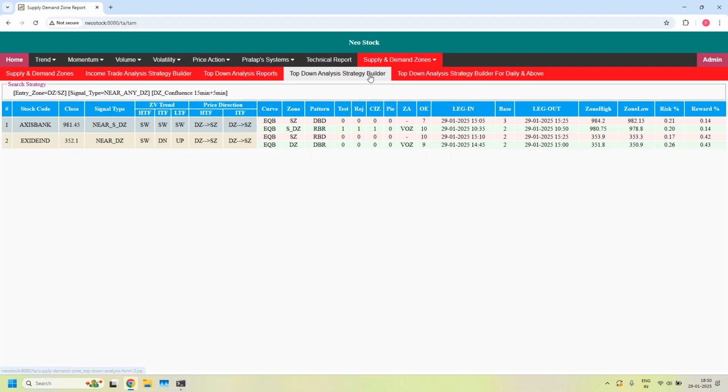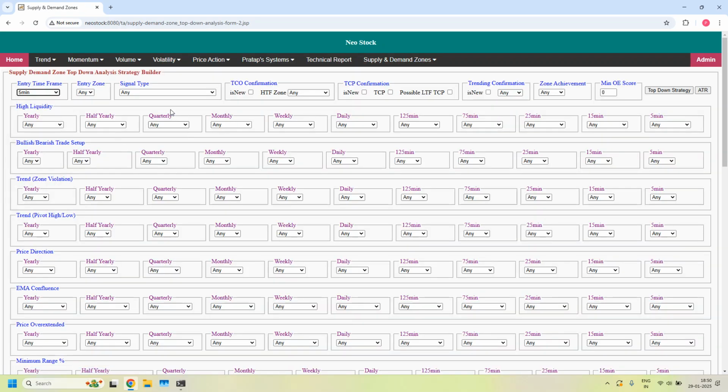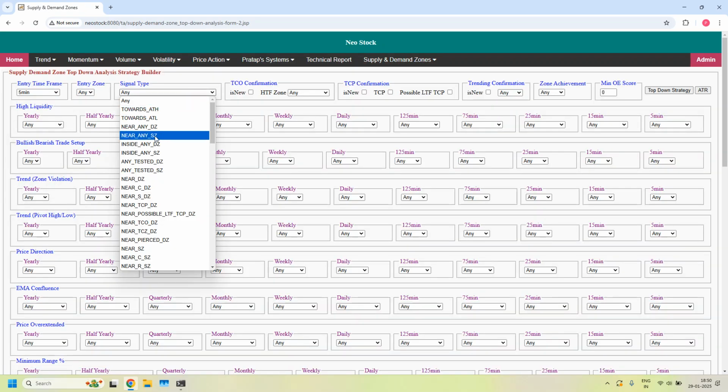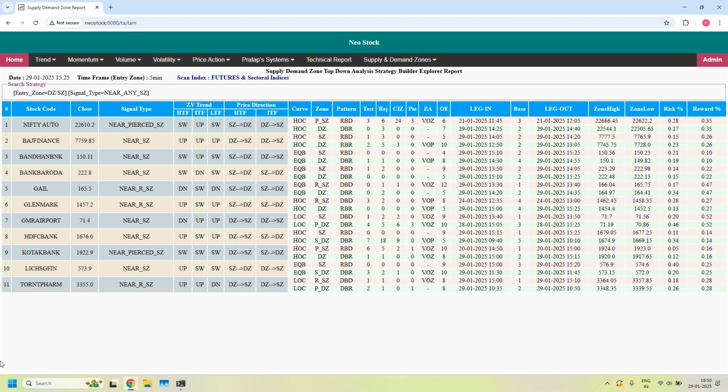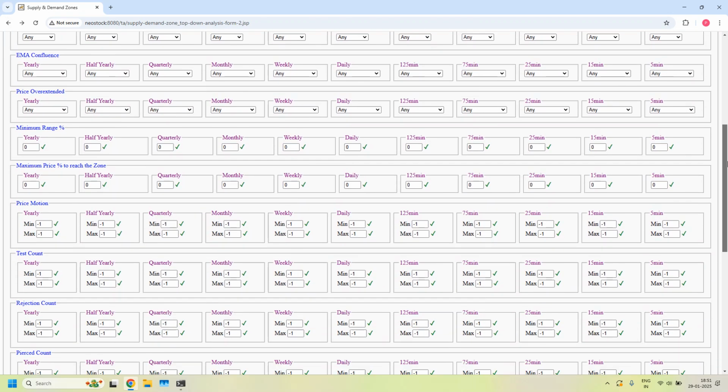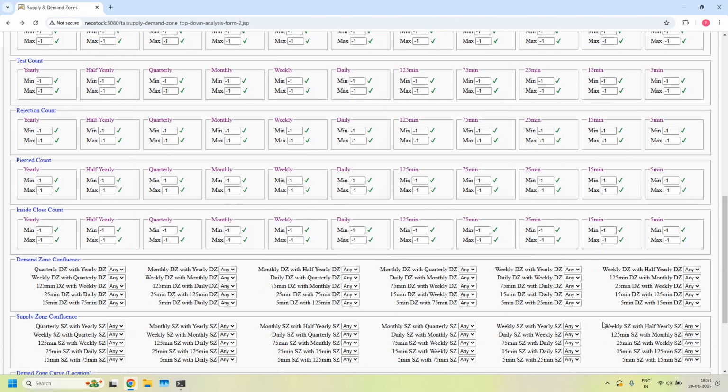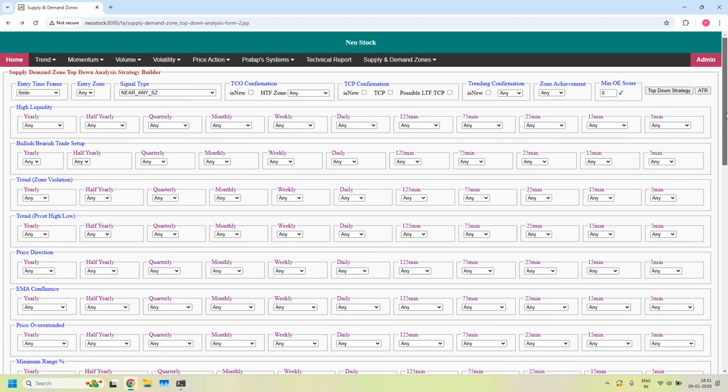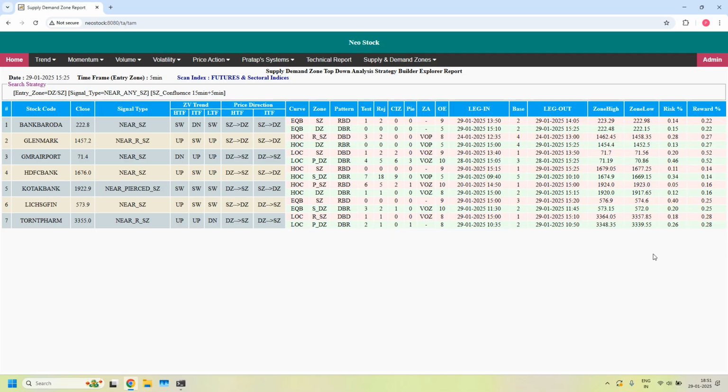Okay, next for 5 minutes time frame, stocks near 5 minutes supply zone. We got 11 stocks. Out of these 11 supply zones, how many have ITF supply zone confluence? Let us filter. That is 5 minute supply zone with 15 minute supply zone confluence. I am enabling the filter. So with this filter, we got 7 stocks. In these 7 stocks, I think 1 stock is a pierced supply zone.